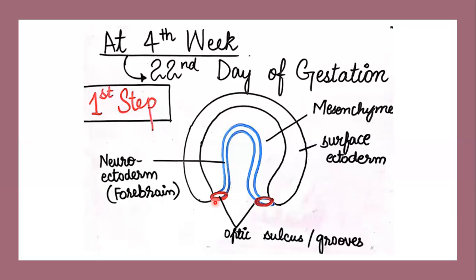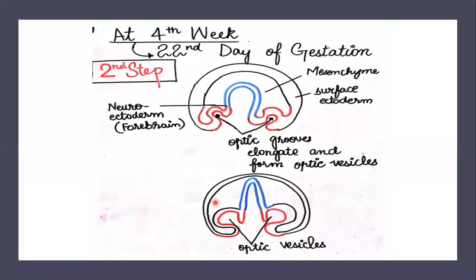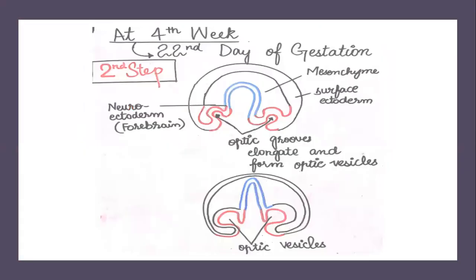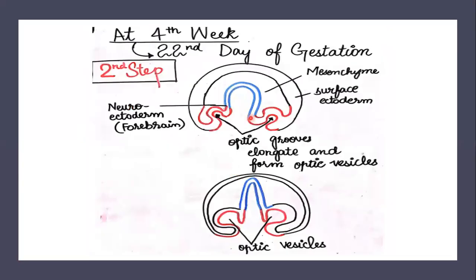Now what happens next? After these grooves are made, they will start to invaginate or elongate. You can see over here that there were only pouches, but now they have started elongating, or invaginating, and form optic vesicles, right? So they are moving to both sides. And now you can see in the next picture that these optic grooves have turned into a vesicle, a bigger pouch. So these are now the optic vesicles.